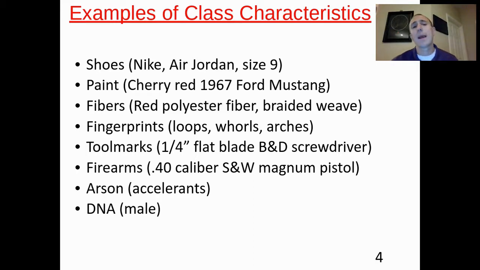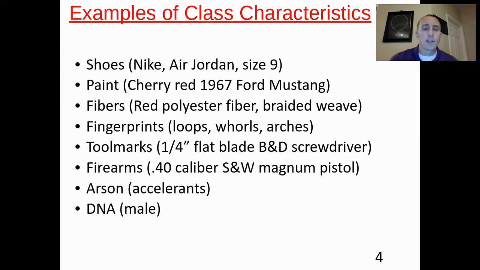Same thing for paint. If we look at the chemical composition of a paint that was maybe left at a hit and run, we might be able to figure out what make, model, and year that car was. So now we've narrowed it down to how many people own that particular type of car, but it's still going to be a group of people. It's not one specific person.